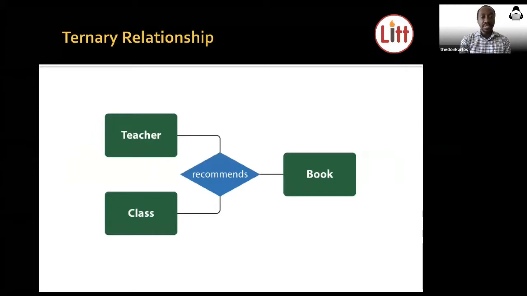Then we have ternary relationship. Not most people would like to use ternary. Some people like to break it down into binary, but this is how it works. It involves three entities. In this example, there's a teacher, there is a book, and a class. The teacher recommends a book to a class. So the teacher is the one doing the recommendation. Now, what is he recommending? The book. And to who? The class. There are three entities involved, and we call this type of relationship a ternary relationship.